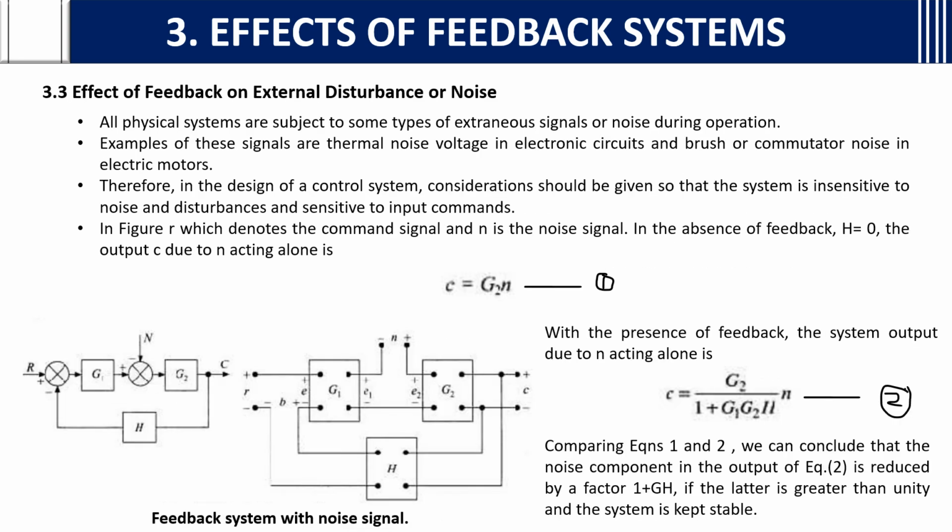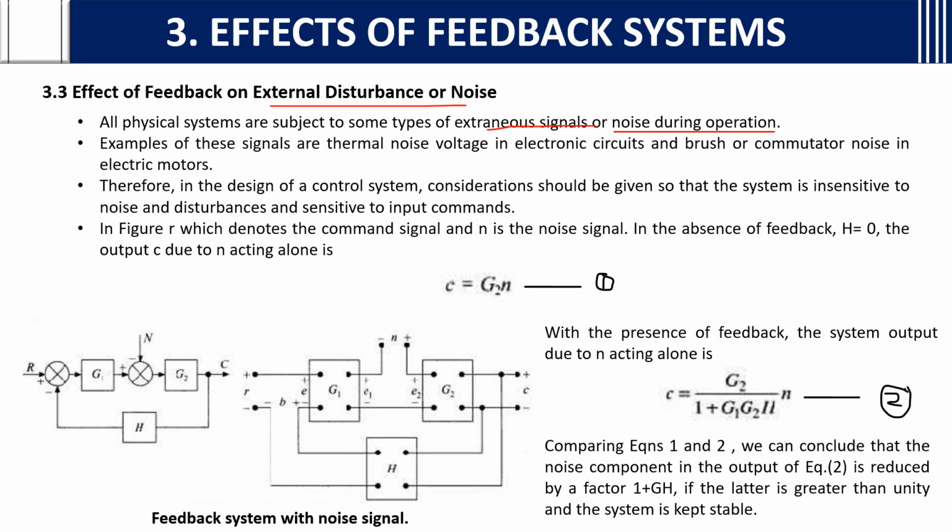Then, the effect of feedback on external disturbance or noise. Previously we have seen the effect of feedback based on stability. Now we are going to see the effect of feedback on external disturbance or noise. All physical systems are subject to some kinds of extraneous signals, or noise, during operation, which are not required.